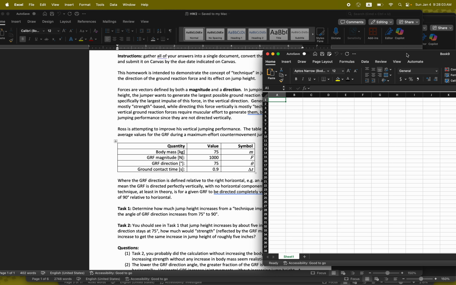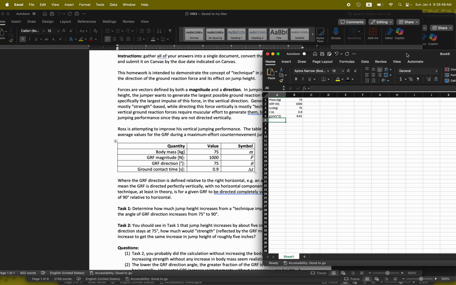I'm going to first copy over these numbers that I've already got. Mass in kilos, 75. GRF magnitude, I'm just going to call that GRF. It's 1,000 newtons. GRF direction, I'm going to call that Q, degrees, 75. And contact time, I'm going to call that T, seconds, 0.9. I'm also going to need gravity here, meters per second squared, and that's 9.81.